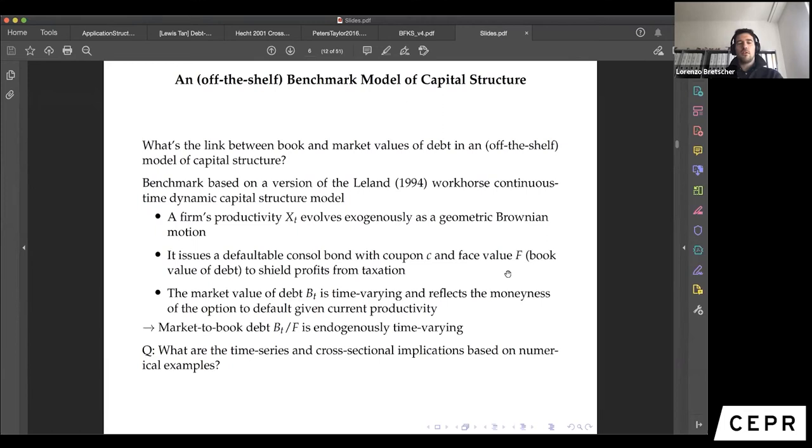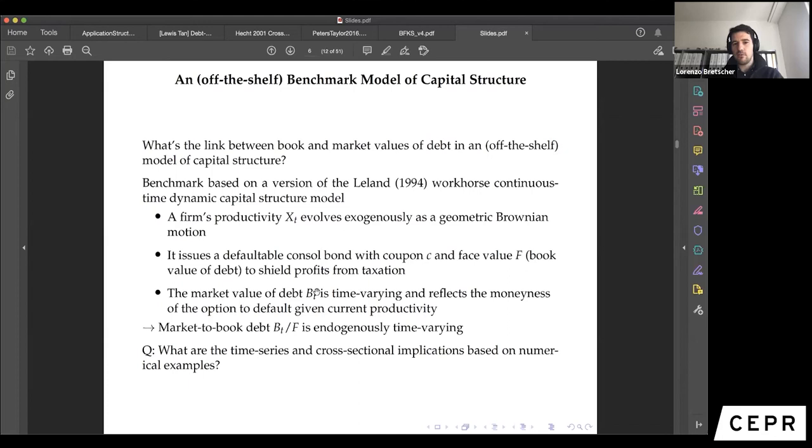So before I get to the data, let's further motivate what we're going to do in our paper empirically through the lens of a very basic model, okay? And this is a Leland 1994 model of dynamic capital structure, where the firm's productivity, X_t, evolves exogenously as a geometric Brownian motion. The firm issues debt. Why? Because it wants to shield profits from taxation, as there's a debt tax shield. And it issues a defaultable consol bond with a coupon C and a face value F, which is also equal to the book value of debt in this model.